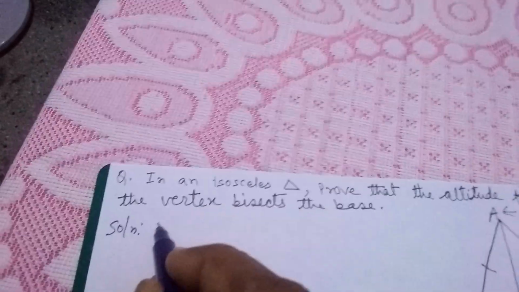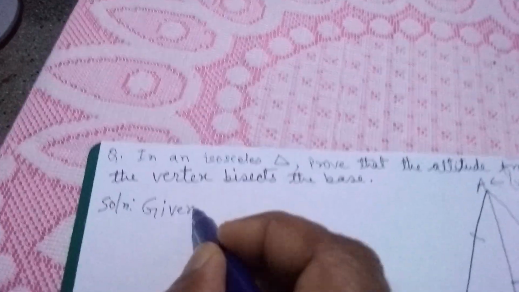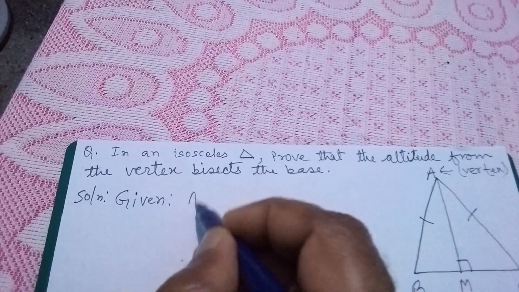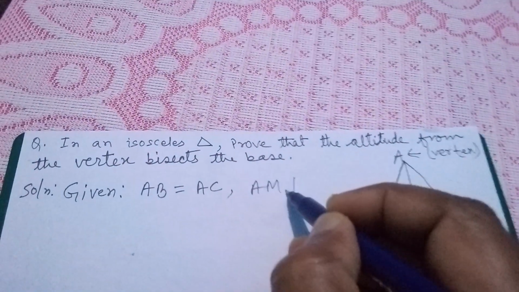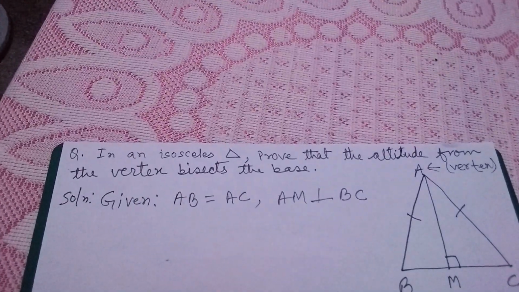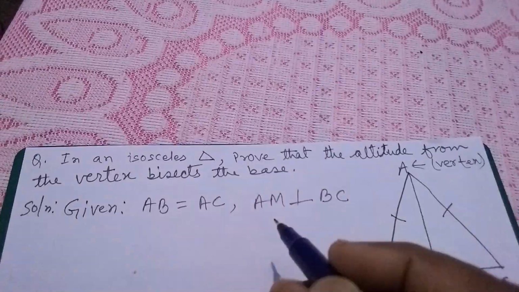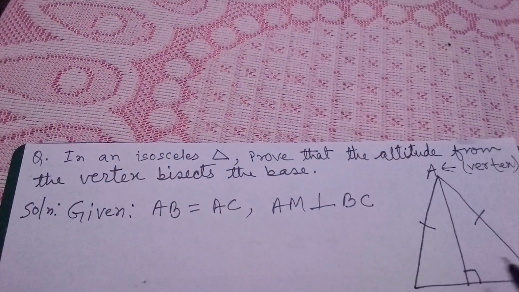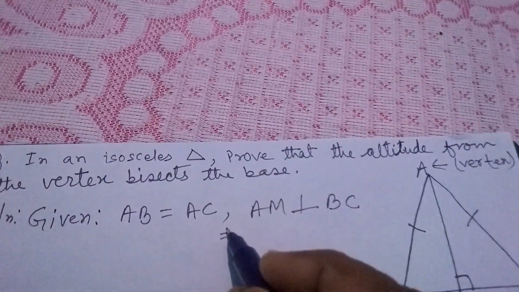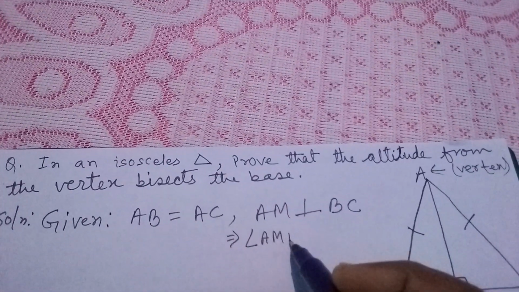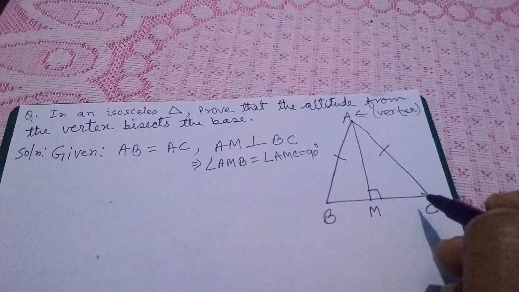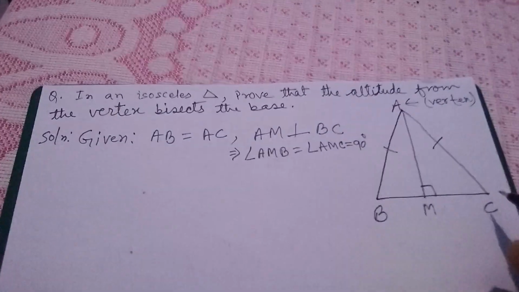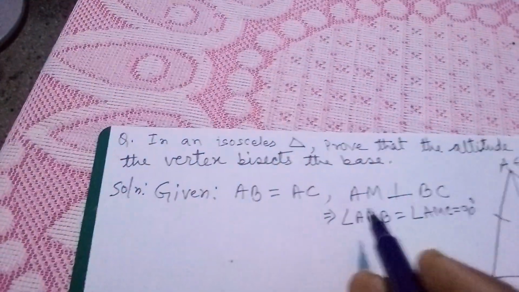So while proving, first of all we should write given. What is given to us? Here in given, AB equals AC and AM is perpendicular on BC. These two things are given. And one thing always keep in mind, when any line is perpendicular on another line, it implies that angle AMB equals angle AMC, and that is equal to 90 degrees. So a perpendicular always makes a 90-degree angle with the horizontal line, that is the base here. So these are the things given.